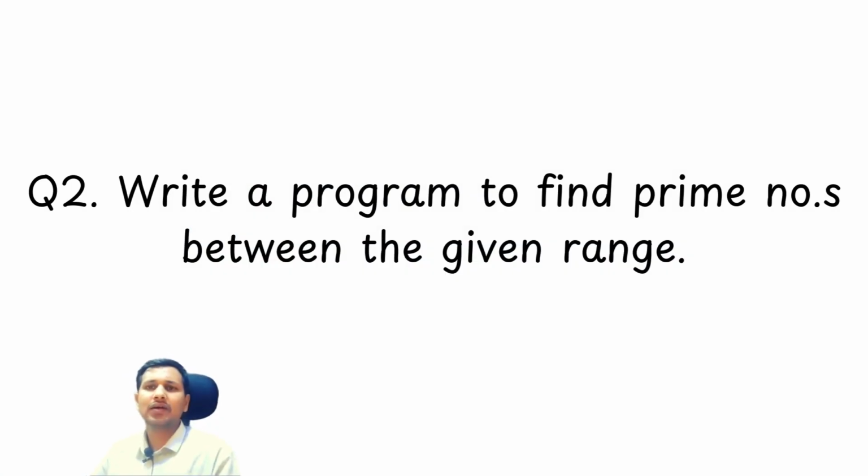Let us read problem number 2: write a program to find prime numbers between the given range. We have the start and end of the range and we need to find prime numbers. What is a prime number? A prime number is divisible only by 1 or by the number itself. So 3 is a prime number, 2 is also a prime number, 5 is also prime, and 7 is also prime. Similarly, we can find prime numbers between x and y. So let us go to the solution.